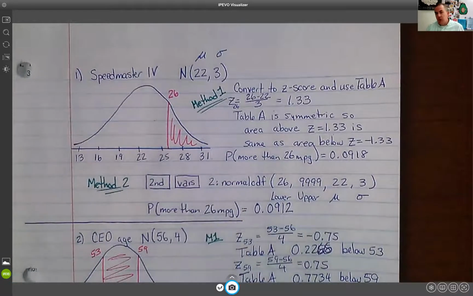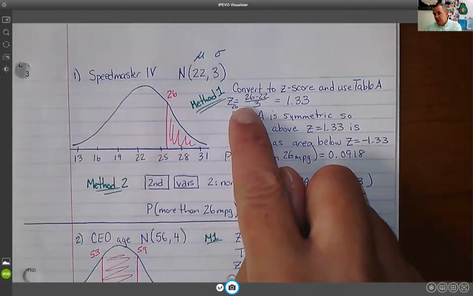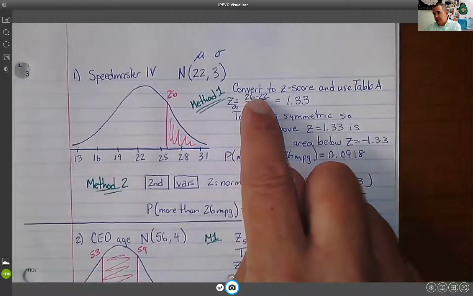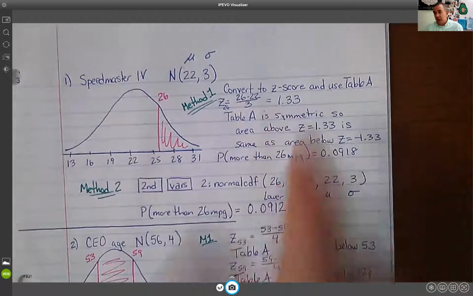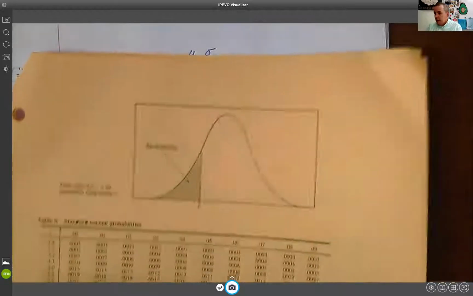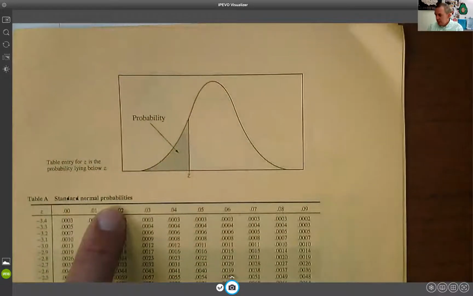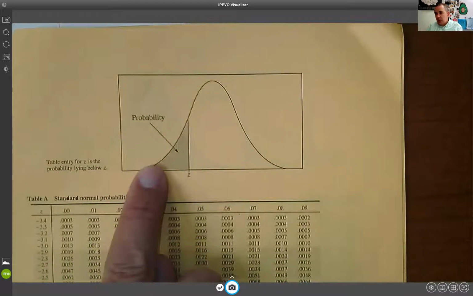There are 2 ways to do it. Let me walk you through the first way, using z-scores and table A. I'm going to figure out the z-score for that score, that 26 miles per gallon. If you remember our z-score, it's observation 26 minus mean 22, divided by standard deviation 3. That gives me a z-score of 1.33. Okay, so now let me show you what we have here with table A. This is table A. It's the standard normal probabilities. And what I want to show you is it's always area below.